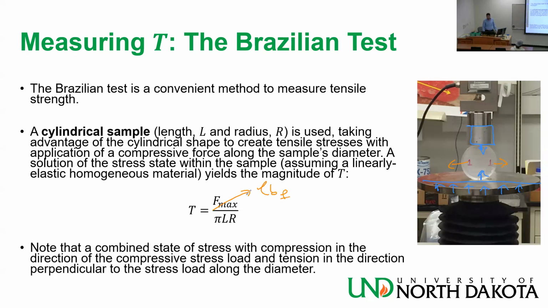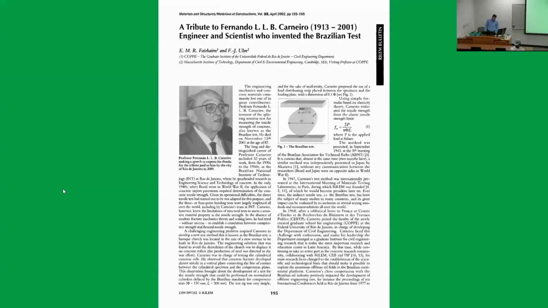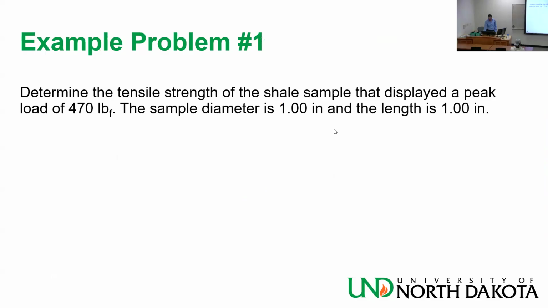I divide by pi, the length of the cylinder, and R, the radius of the cylinder, and I get my value of T. But remember, when I get the value of T, it will be a positive value, like we saw in example problem number 1. But when I put it in my equations, I have to put it as negative because all my equations have tension as negative. And we call this the Brazilian test. It's a very, very easy, smartly designed test by Fernando Carneiro. And we had a whole discussion about it last time.